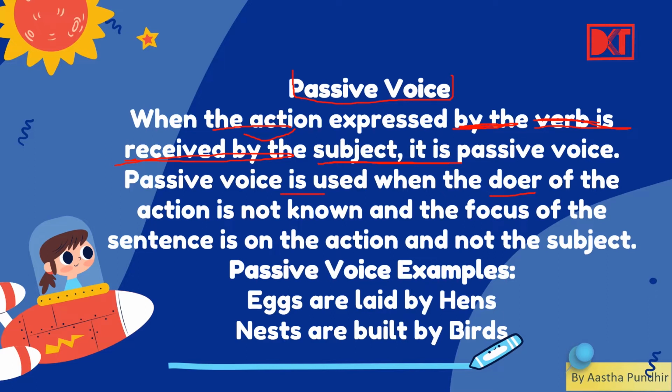Okay, let's read it slowly. Passive voice is used when the doer is not known and the focus किस पे है? Focus is on the action. Focus हम यहाँ पे action पे कर रहे हैं, not the subject. ठीक है, क्योंकि subject जो है यहाँ पे receive करेगा action. Okay. Let's see here in the examples.